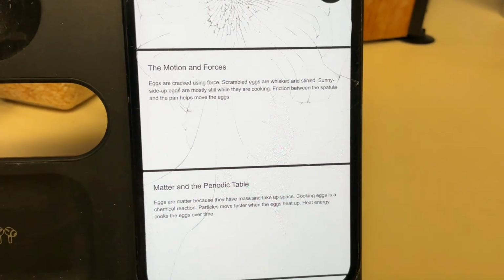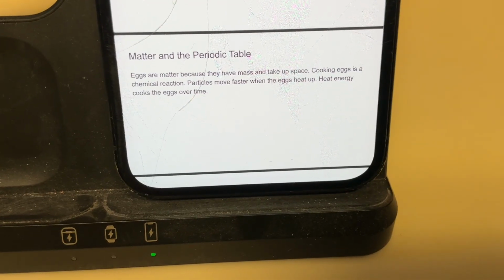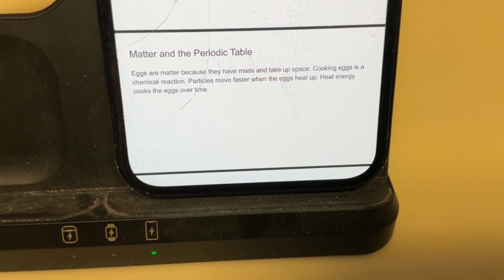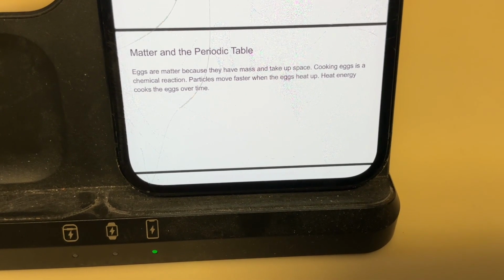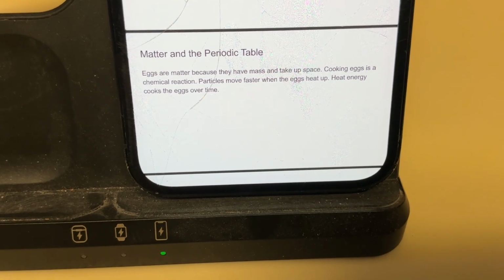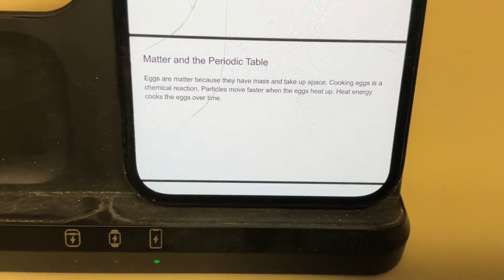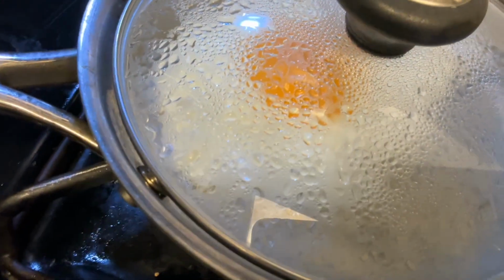While it finishes cooking, we can move on to the matter and periodic table. Eggs are matter because they have mass and take up space. Cooking eggs is a chemical reaction. Particles move faster when the egg heats up. When the eggs heat up, heat energy cooks the egg over time, as we're seeing here.